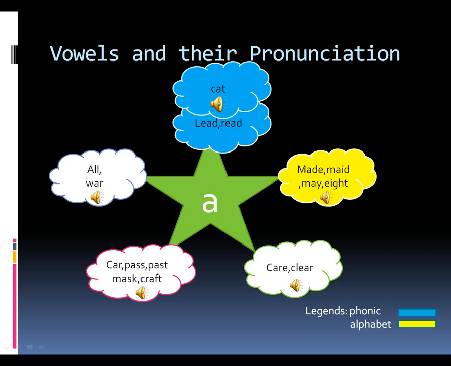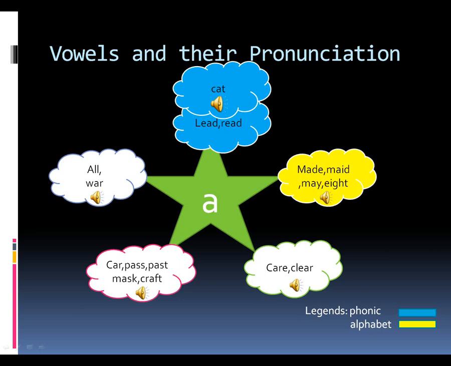So the second sound is the alphabetic sound, that is A. There are different cases. We will discuss the most common cases. The first case is this one, made. In this case, the letter A is pronounced A when it ends with the letter E, like mad, but made, hat, hate, rat, rate.